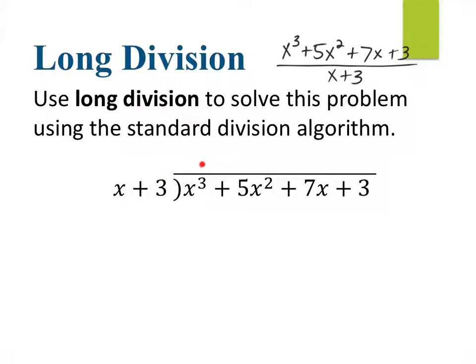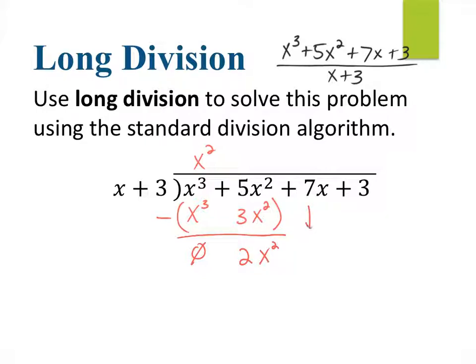Well, x times something is x cubed. Oh, I know. That's x squared. So I think x squared times x is x cubed, and x squared times 3 is 3x squared. So 3x squared. And now I subtract everything. So x to the power of 3 minus x to the power of 3 is 0. 5x to the power of 2 minus 3x to the power of 2 is 2x to the power of 2.